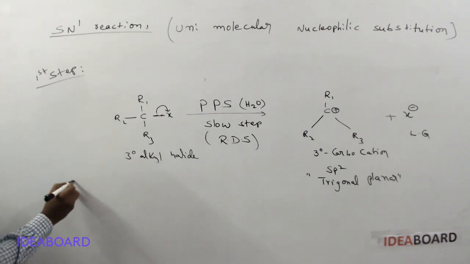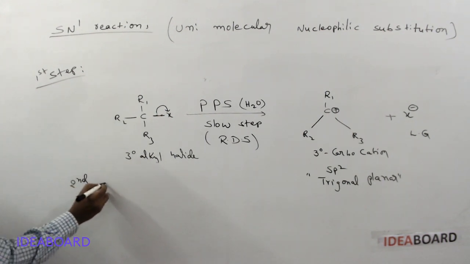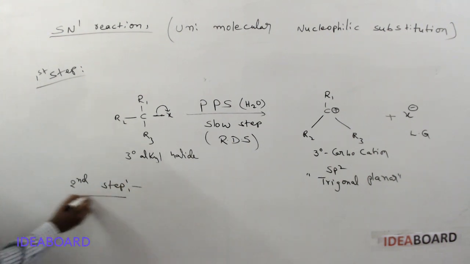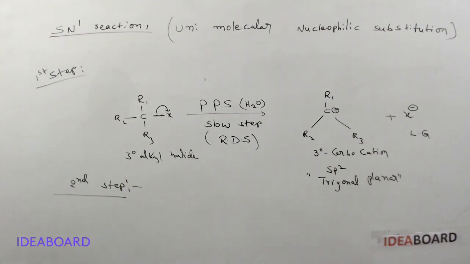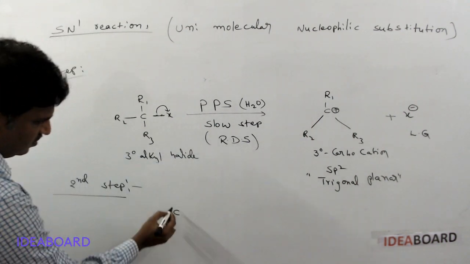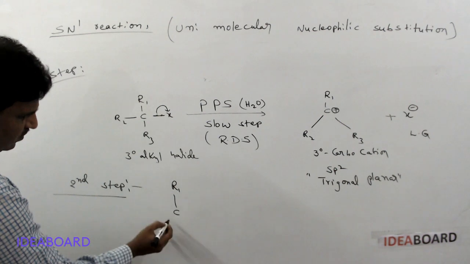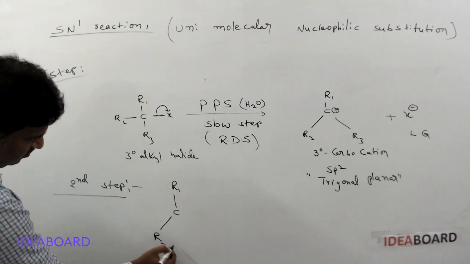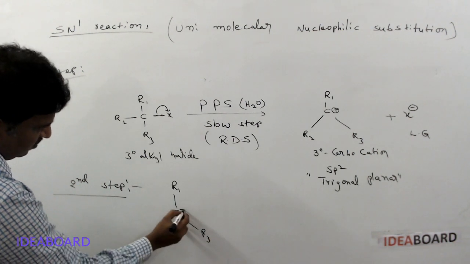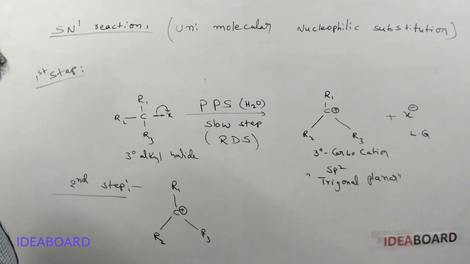Second step. Now I am writing the second step. What does the second step mean? The nucleophile attack occurs. In the second step, the nucleophile attacks. What is the first step product? The carbocation. This is R1, this is R2, and this is R3. Here the positive charge is present.